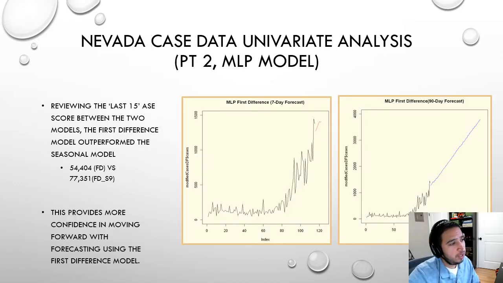After performing the second analysis, where we had the model essentially fit the last 15 entries between the 2 different data sets, it looked like the ASE score of the first difference model actually outperformed the seasonal model. Because of that, we forecasted using the first difference model. And now you can see that within the 2 tables to the right.